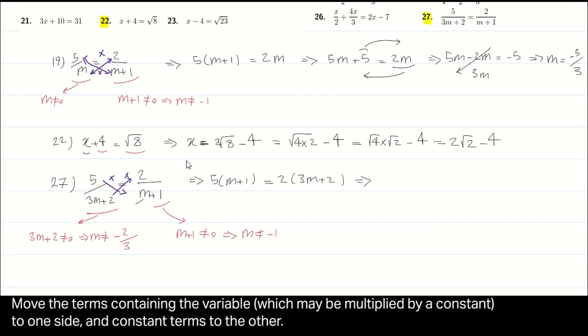And we're going to expand the brackets on the left hand side and the right hand side. So we have 5m plus 5 on the left hand side, and we have 6m plus 4 on the right hand side. Now I'm just going to move this 5m to the right hand side, and I'm just going to move the 4 in here to the left hand side. So we would have 5 minus 4 is equal to 6m minus 5m, which means our m value is equal to 1.